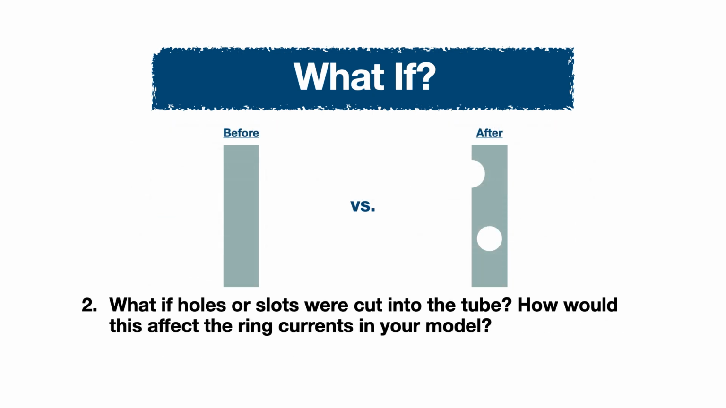If holes or slots were cut into the tube, I expect the ring currents in the model to be interrupted such that the magnetic force on the bar magnet is less, with some of the sideways components of the magnetic force also not being completely cancelled out, such that the bar magnet would be pushed from side to side and not fall straight downward.